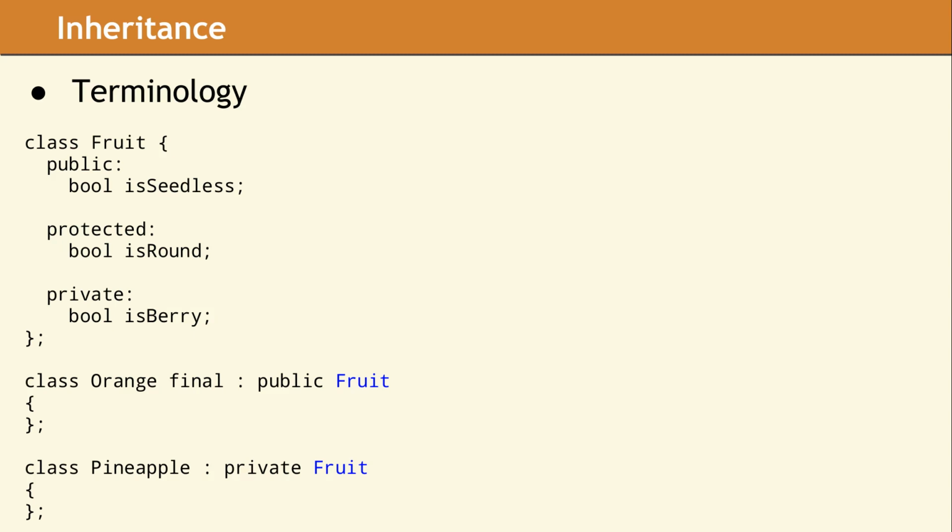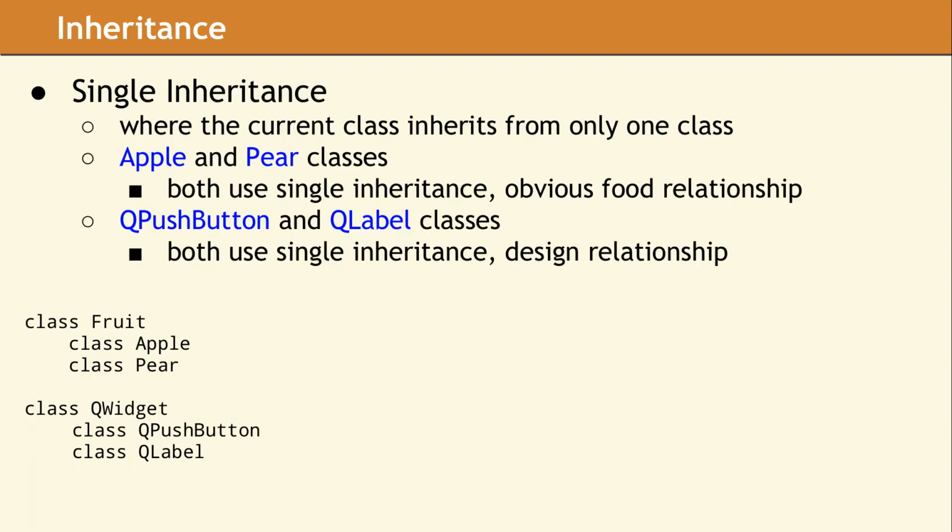Notice that class orange uses the keyword final in the inheritance declaration. This marks the current class so it cannot be used as a parent class. In other words, you cannot inherit from the orange class. When a class only inherits from one parent, we call it single inheritance.